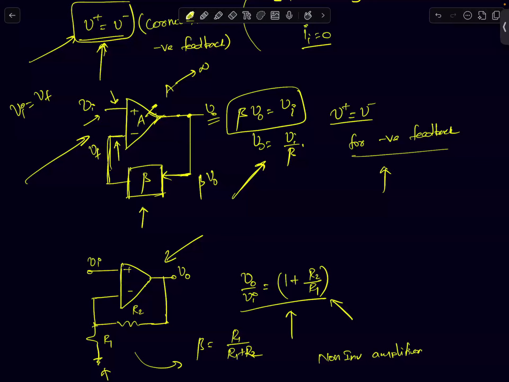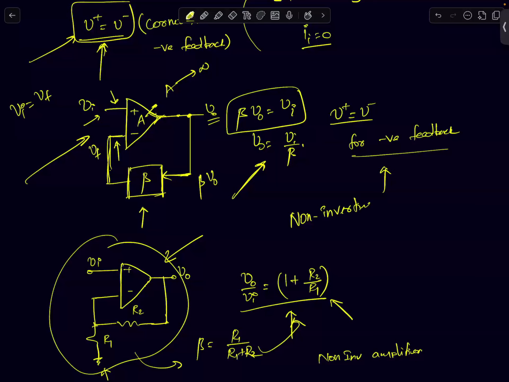Okay, that's the result you get. So here I have built an amplifier with a gain of 1 plus R2 by R1. So this amplifier is called a non-inverting amplifier.